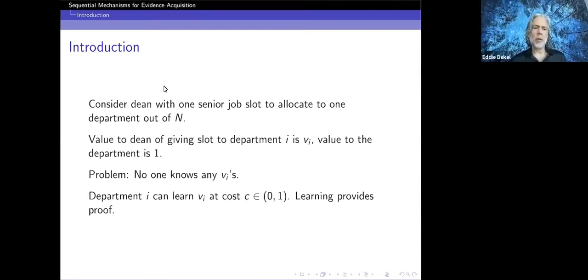Sorry, got muted somehow. The problem is that no one knows the V_i's, including the agents themselves. The department, the agent, can learn the value at a cost. And learning in this model is evidence. So if you learn something, you can prove it to the mechanism designer, to the dean in this case. By the way, as was said, please feel free to ask questions.